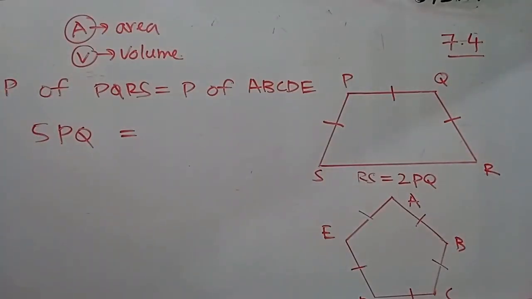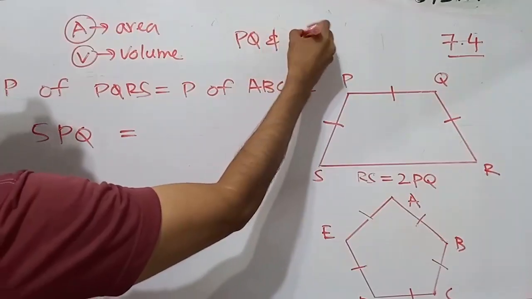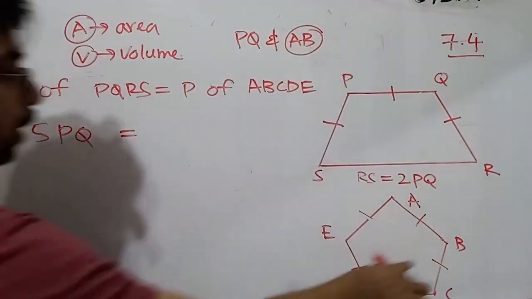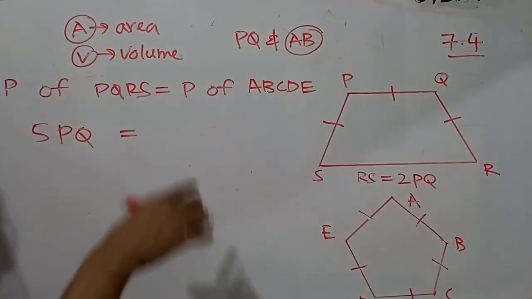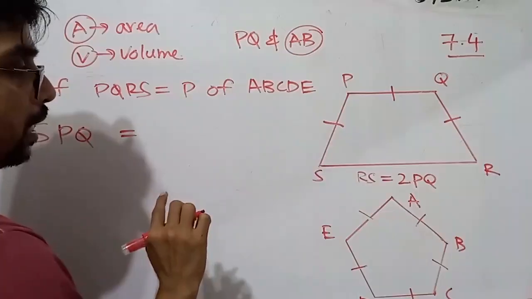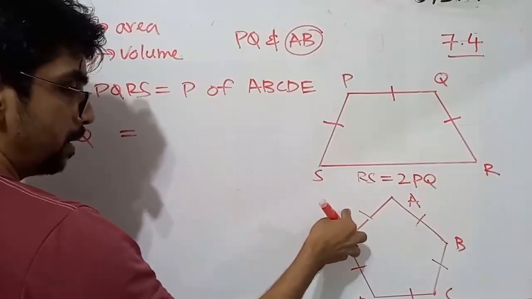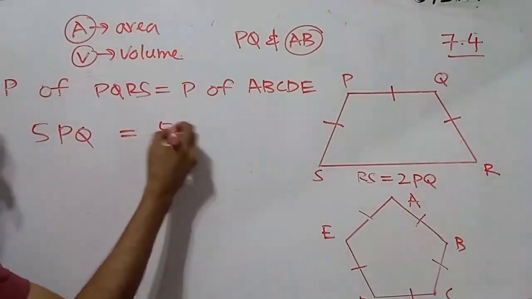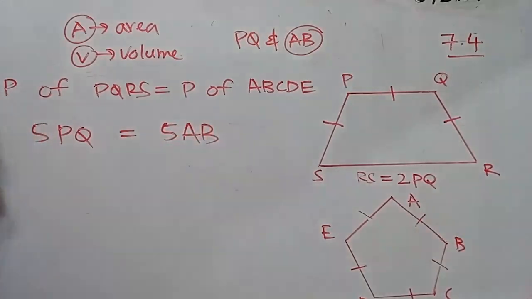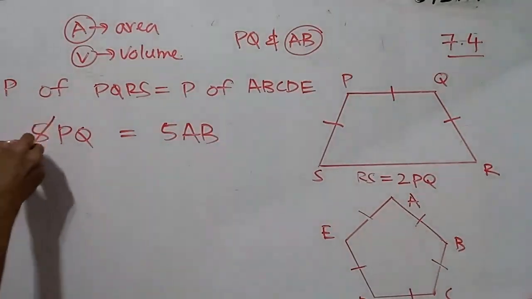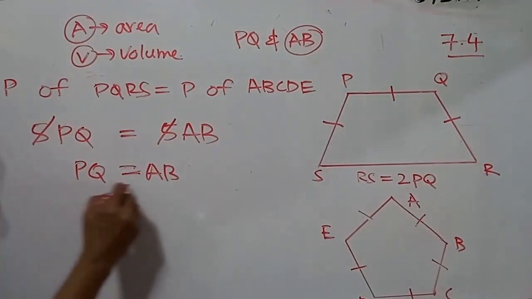In the same manner, this is a regular pentagon, and the question asks us to find the relationship between PQ and AB. AB is one side of the pentagon ABCDE. If we take the perimeter of ABCDE in terms of AB, that is AB plus AB plus AB plus AB plus AB, so 5 times AB, or 5AB. Now these two are equal, so I can cancel out this 5. So PQ is equal to AB.